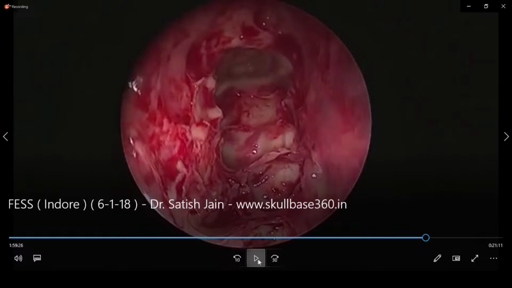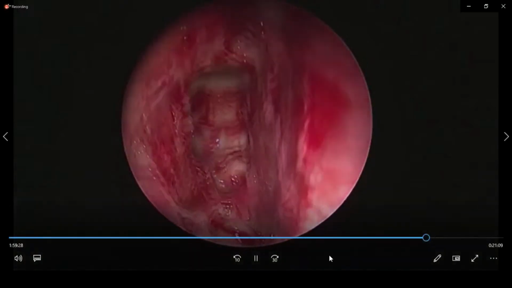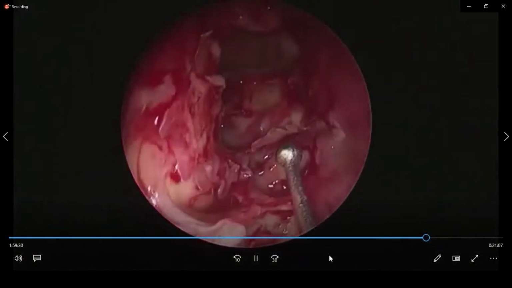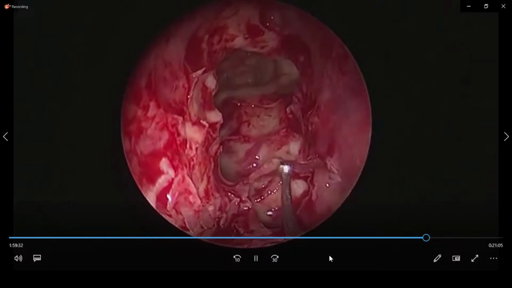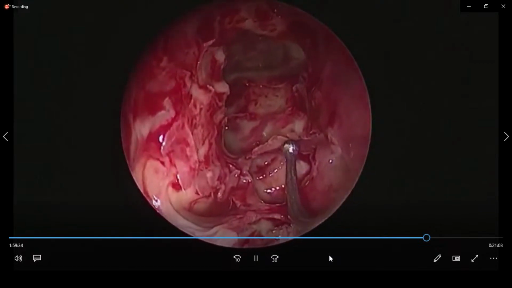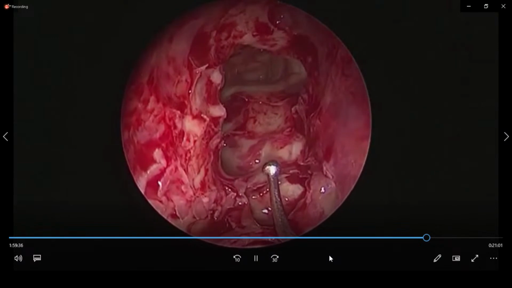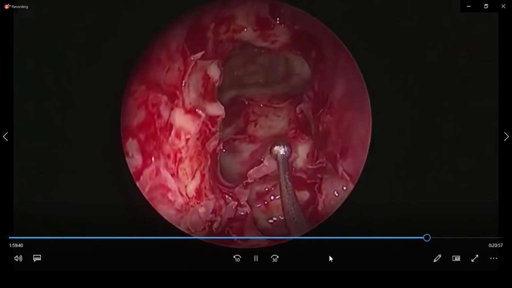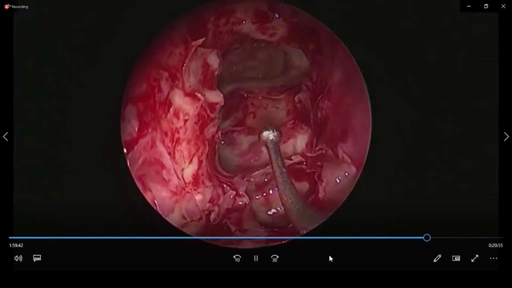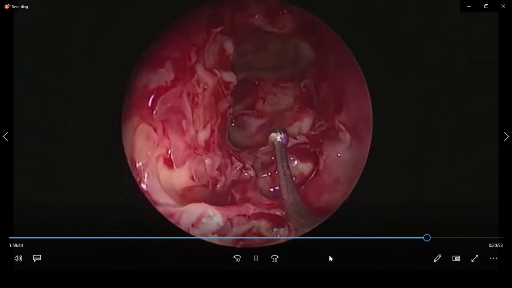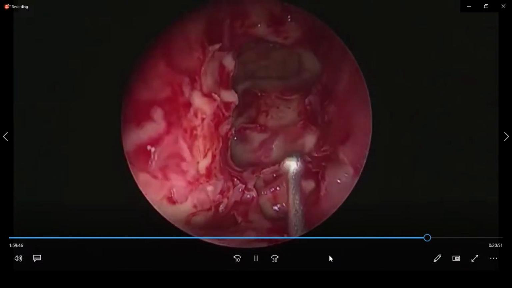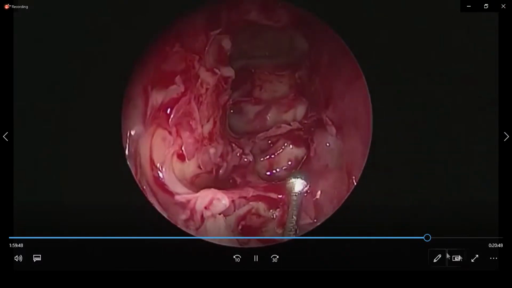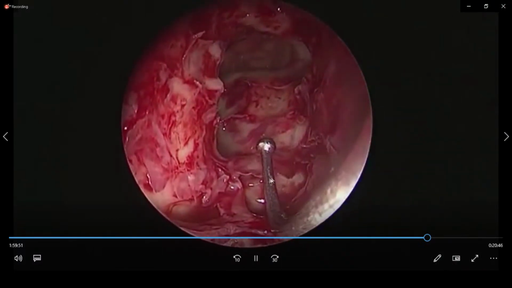The moment you remove the bulla, the artery comes into your view, running along the skull base. See this. And this is the attachment of the bulla onto the skull base being removed now. Once you remove it, this is your artery, very, very clear.